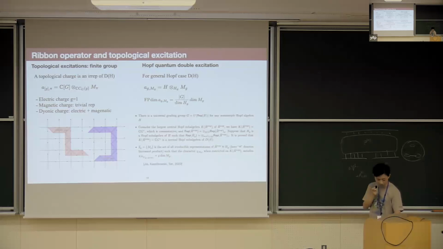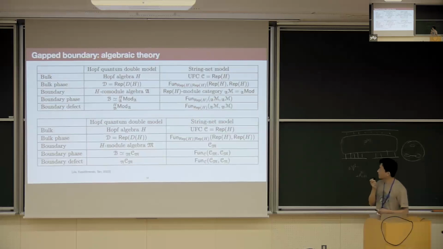And I'll skip this. And now let us consider the gapped boundary theory. Firstly, we can construct an algebraic theory of the gapped boundary, which means that we know that the input data of the quantum double model is just a Hopf algebra, and the topological excitation or the topological phase is just the rep of the quantum double. Now we can consider what the boundary theory or the boundary data of this Hopf double model is. It turns out that the boundary is determined by the H comodule algebra, which means that the boundary input data can be chosen as an H comodule algebra.